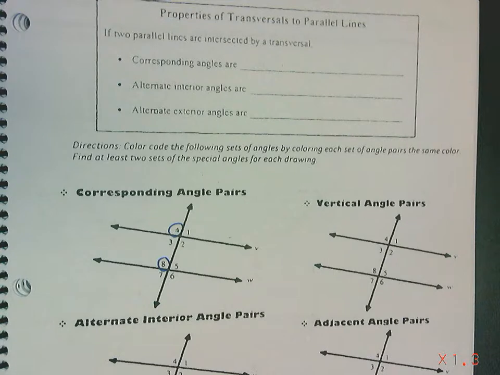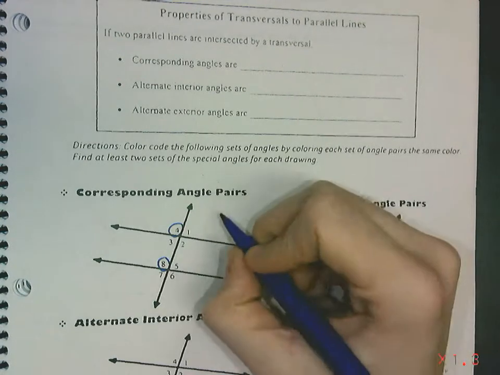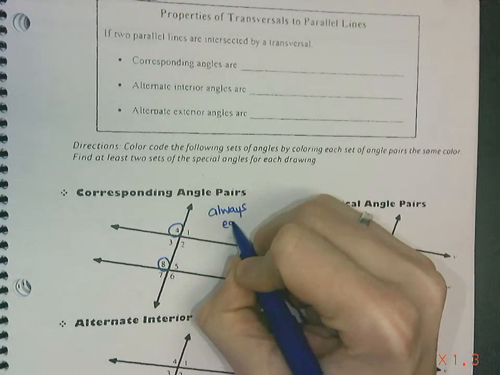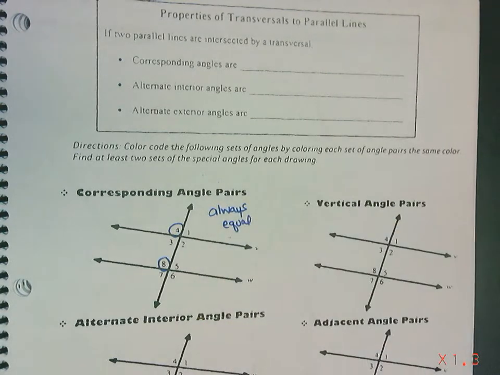Okay, they line up, they're on the same side, they're both the top angle on that side, so corresponding angle pairs are in the exact same location on the parallel lines, and corresponding angle pairs are always equal to each other. So if we knew that angle 4 was 77 degrees, then angle 8 would also be 77 degrees.